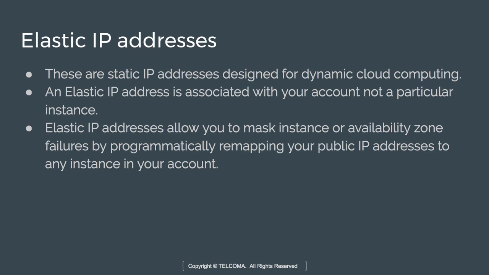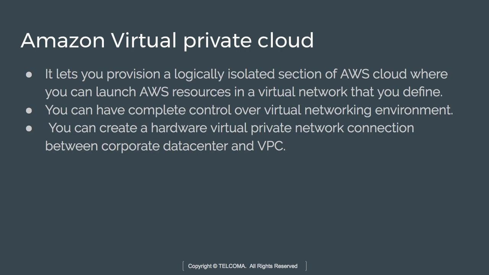The next feature of Amazon EC2 is Amazon Virtual Private Cloud. Virtual Private Cloud is a logically isolated section of the AWS cloud where we can launch our resources in a virtual network that we define. So in Virtual Private Cloud, we have complete control over the environment.